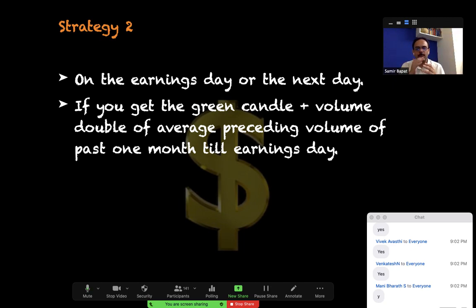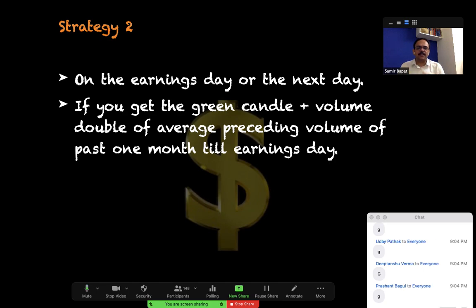So what we have to do is follow whether they are declaring the earnings on the same day or the next day. But even if we are not following, it is okay. On earnings day, be alert. If we see a green candle, so what is the requirement? A green candle. Can I have G for green from all of you, if you understand? The first requirement is a green candle.